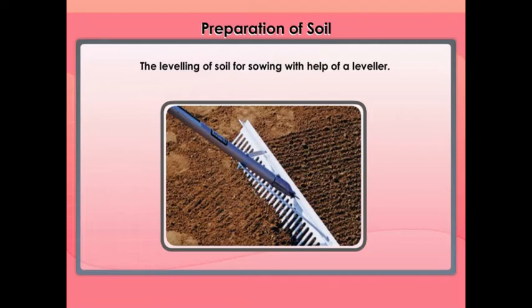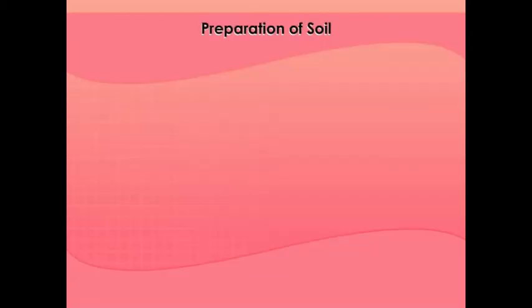Sometimes manure is added to the soil before tilling. This helps in proper mixing of the manure with soil. The soil is watered before sowing. Preparation of soil.